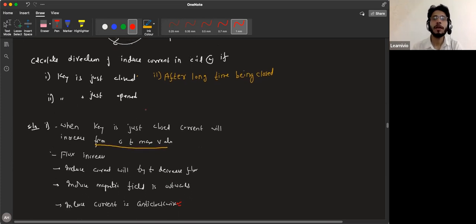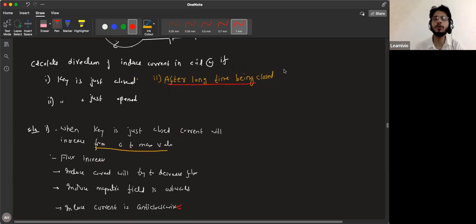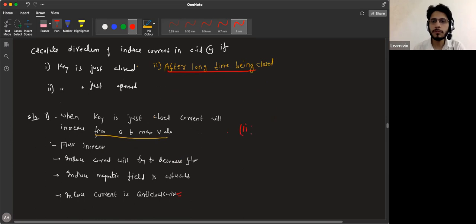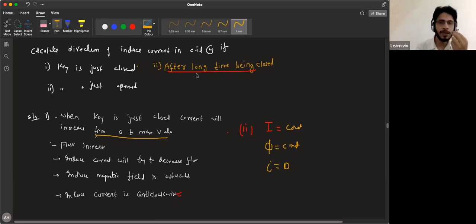Okay, good. Now, in the second part, after a long time the key is closed, the current saturates, the current becomes constant. So when the current becomes constant, your flux also becomes constant. Your phi is also constant. So what should be induced current? Your induced current is 0. You will have induced current only if flux is changing. So Nabil, do you get what this long time being closed means? Just close the key, then after a few seconds your current settles down to a maximum value. Current constant, flux constant, induced current is 0.